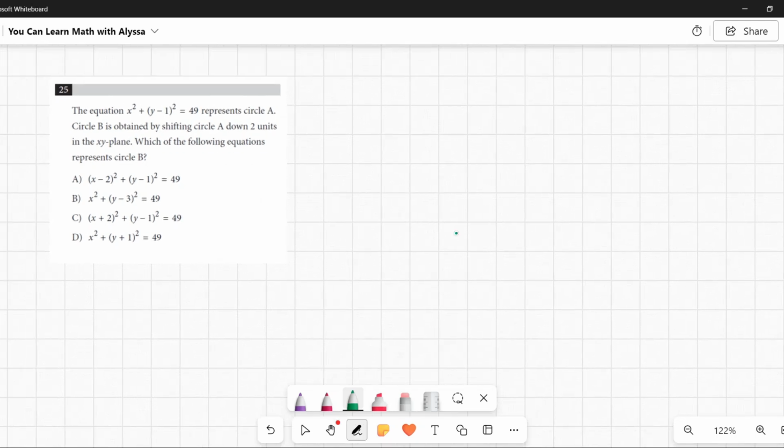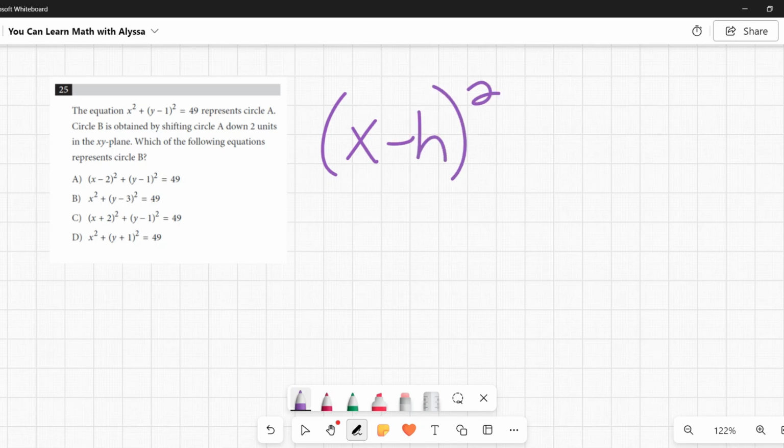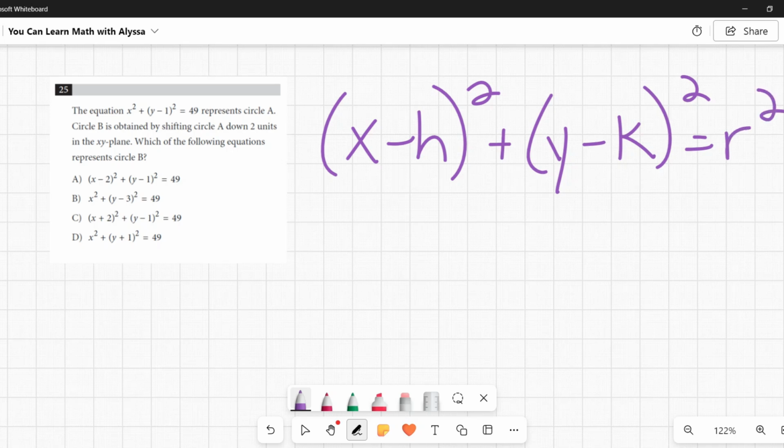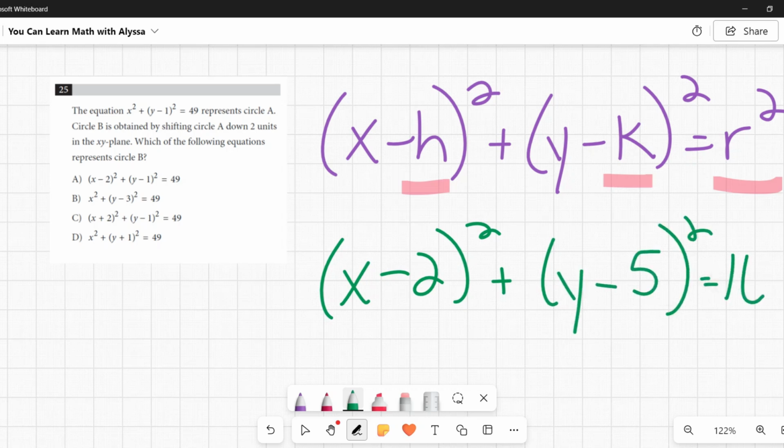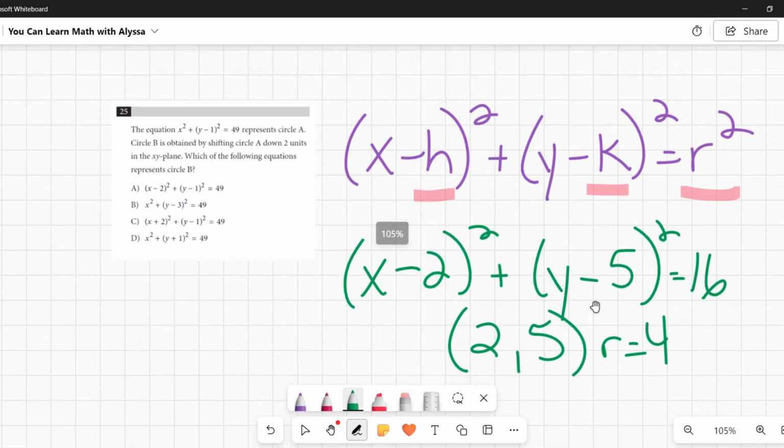The equation of a circle is one of those that looks fancy, but it really isn't. So it's (x minus h) squared plus (y minus k) squared equals r squared. In this equation, the h and the k are the coordinates of the center, and r is the radius. So if I had (x minus 2) squared plus (y minus 5) squared equals 16, that is a circle with a center of (2, 5) and a radius of 4. So you see how that would be pretty easy to draw, right?